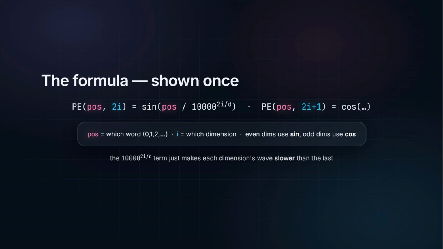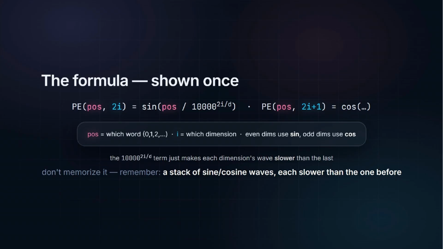That 10,000 to the power term looks scary, but all it does is make each successive dimension's wave a little slower than the one before. That's how we get the spread of frequencies. Don't memorize it. Just hold the picture, a stack of sine and cosine waves, each one slower than the last.